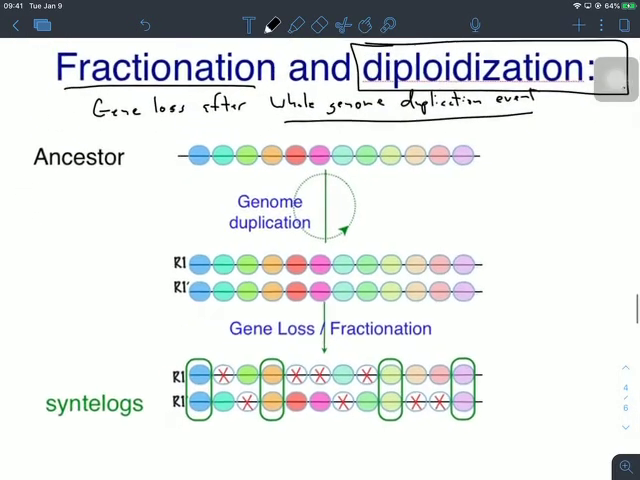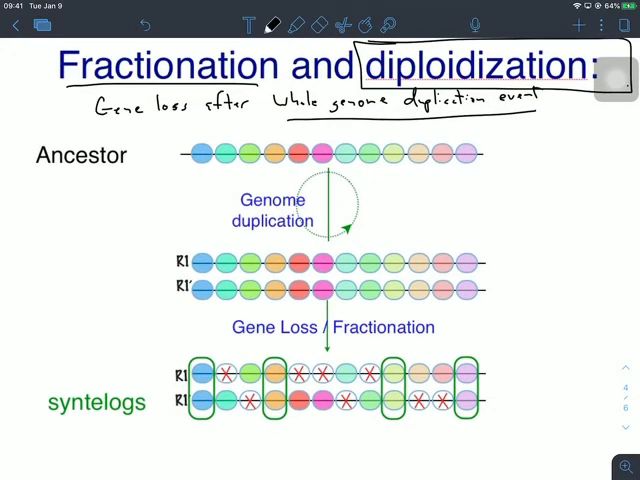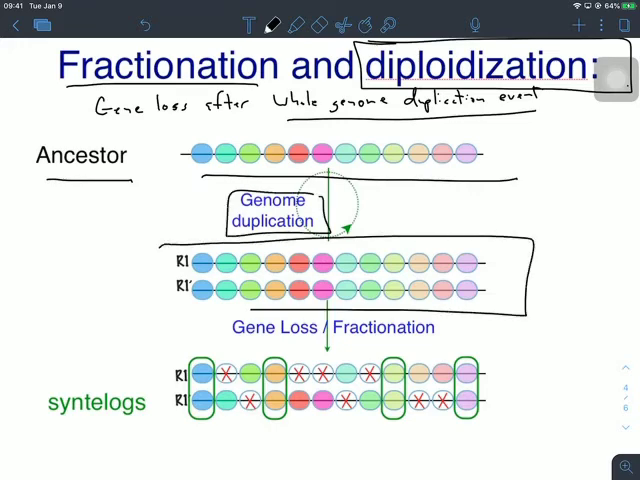So let's take a look at this really cool diagram from the corn world, from one of my former collaborators, Jim Schnable. This illustration shows that the ancestor had all of these genes. It underwent a genome duplication, so it doubled its entire genome, as plants tend to do.